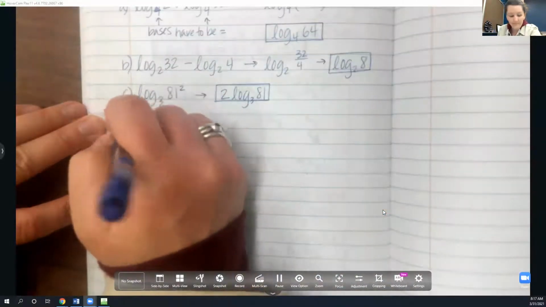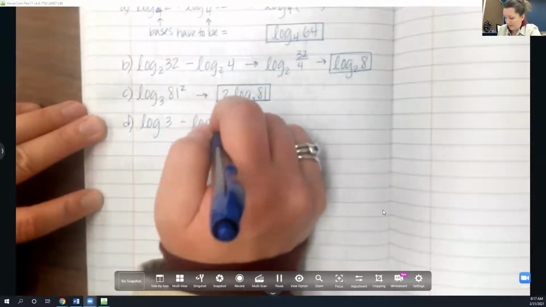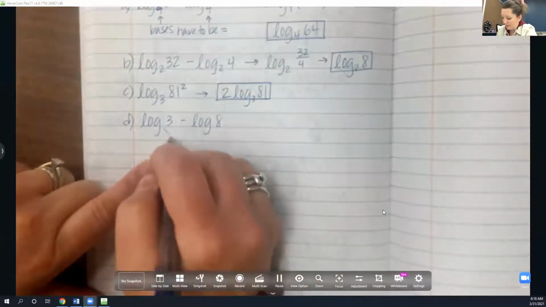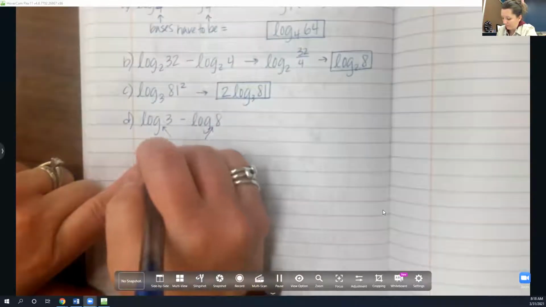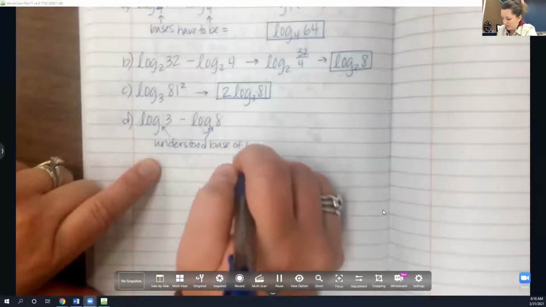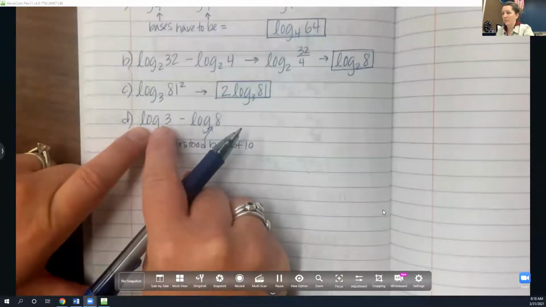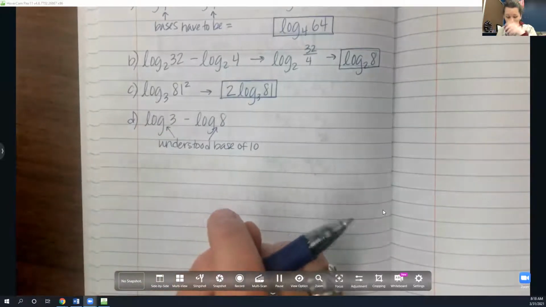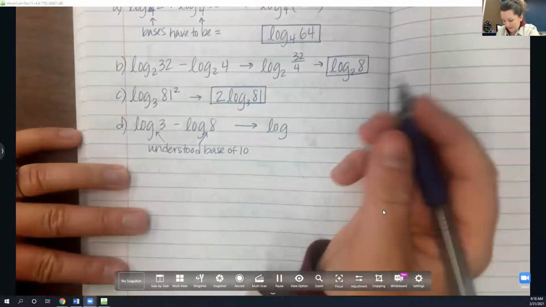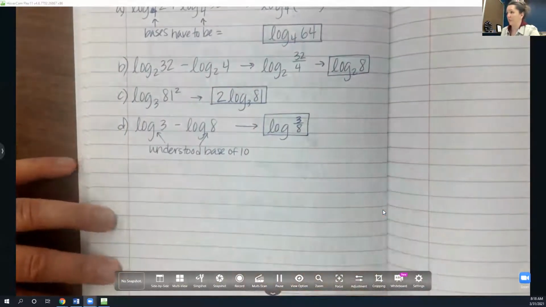All right, let's look at D. Log 3 minus log 8. Notice we don't have a base here. When there's no base, it's an understood base of 10, just like we saw earlier. This is how your calculator would read it as well. It won't allow you to put that little base in there. You have to do the change of base, which we'll learn later. So when I subtract, I divide: log base 10 of 3 divided by 8. Can't simplify that anymore, so I'm going to leave it as is.